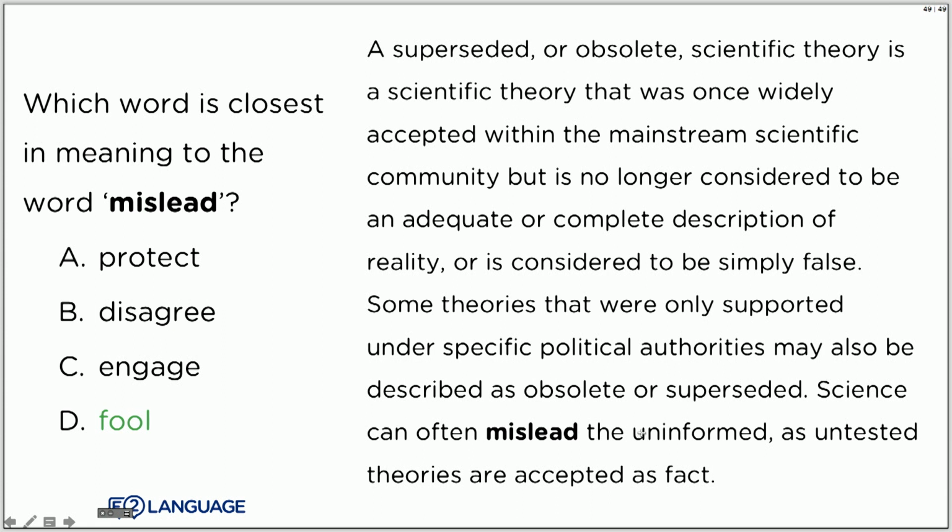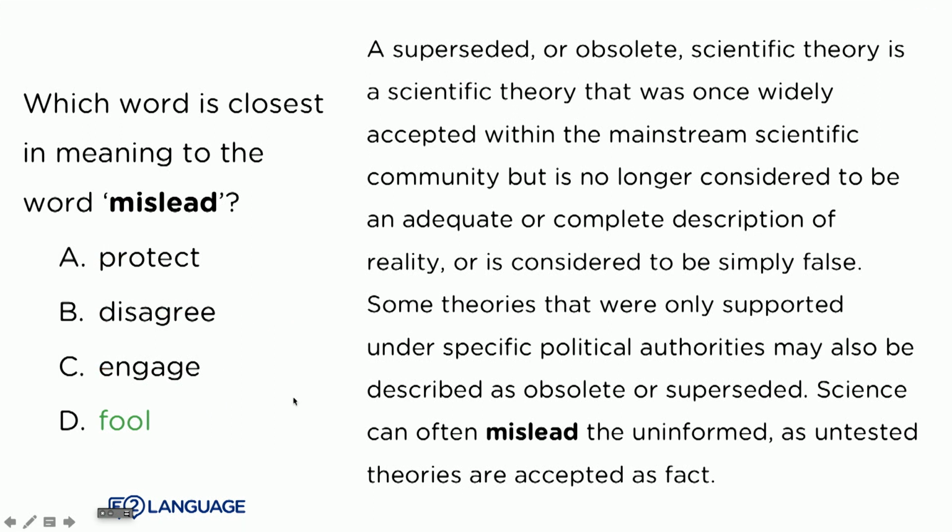Science can often mislead the uninformed, as untested theories are accepted as fact. Science can often protect the uninformed. No. Science can often disagree the uninformed. Well, there's no preposition, because it should say disagree with the uninformed, but there's no with here, so it can't be this one. Science can often engage the uninformed. Well, the tone's wrong, because this is a positive tone, so it's not that. Fool. Science can often fool the uninformed, as untested theories are accepted as fact. This one makes sense. Cool.